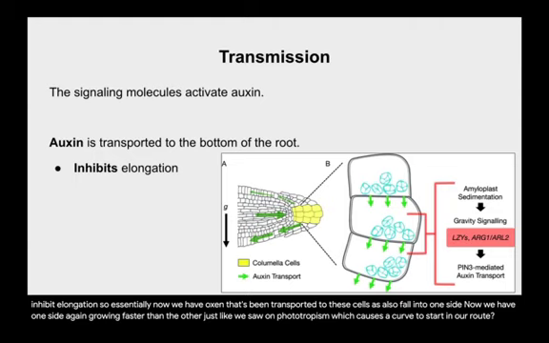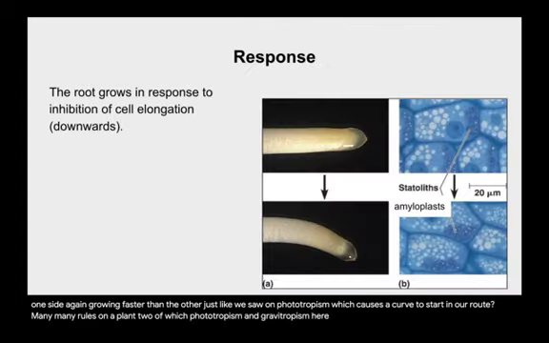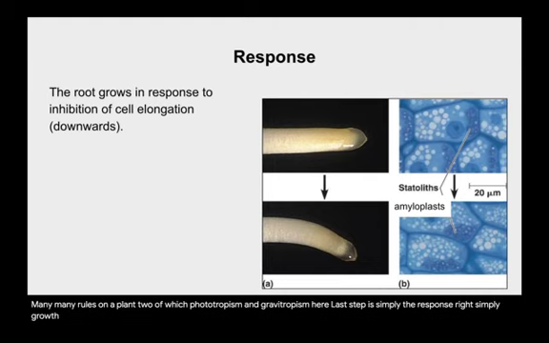All right, so auxin has many roles in a plant, two of which are phototropism and gravitropism here. And that last step is simply the response, simply growth. So the plant is going to grow. Auxin's inhibiting one side of the root from growing, which means it's going to start curving. And we can see that here.